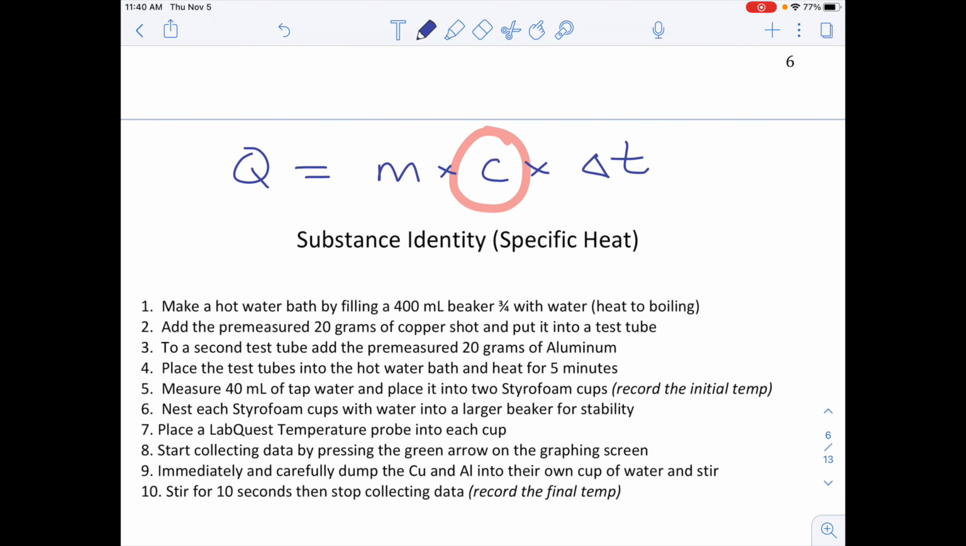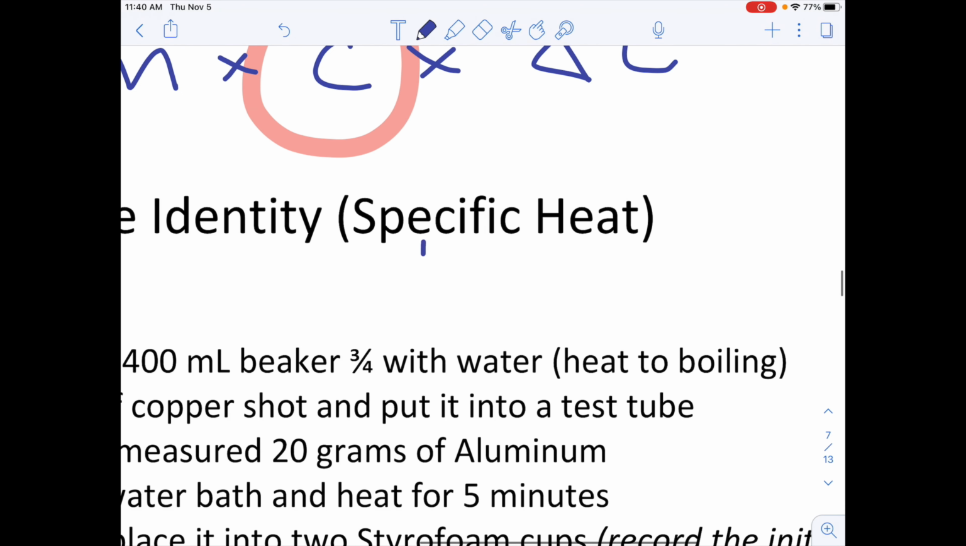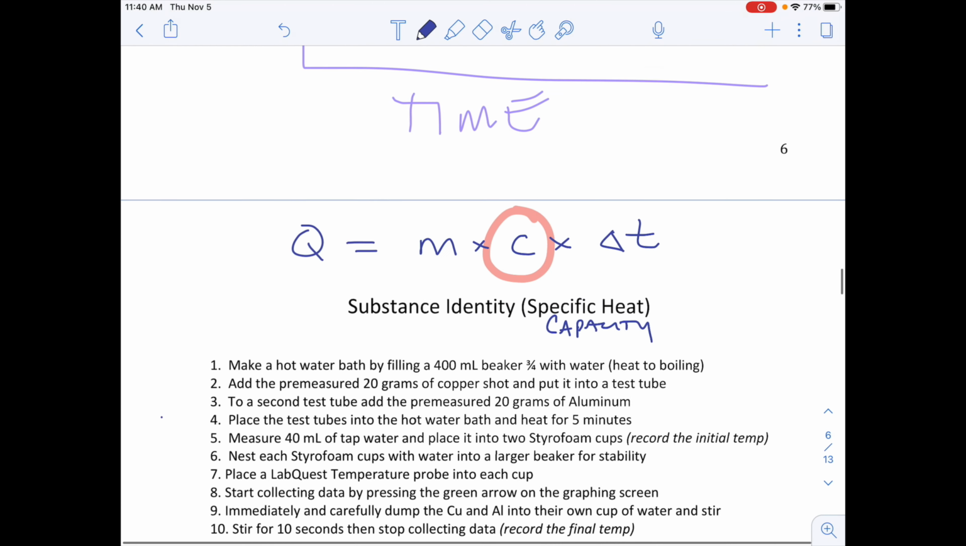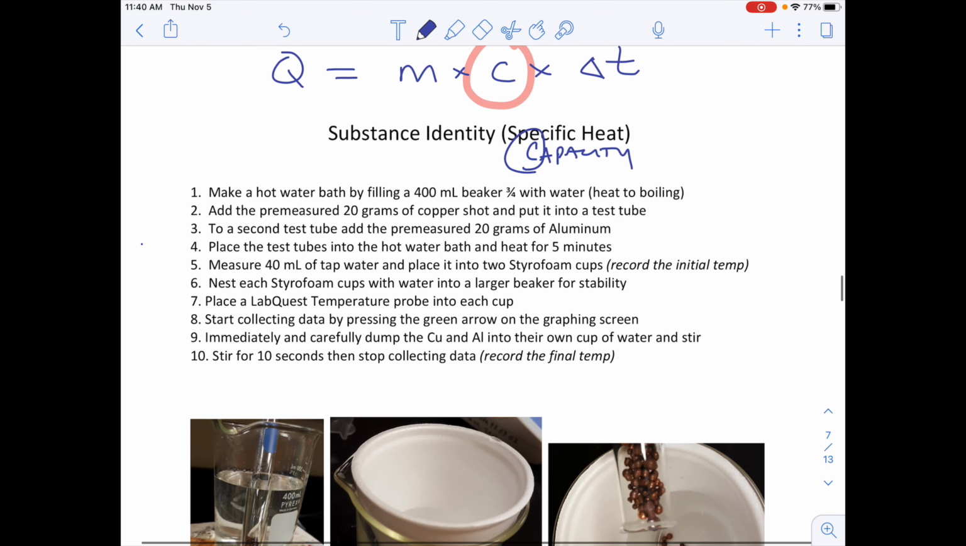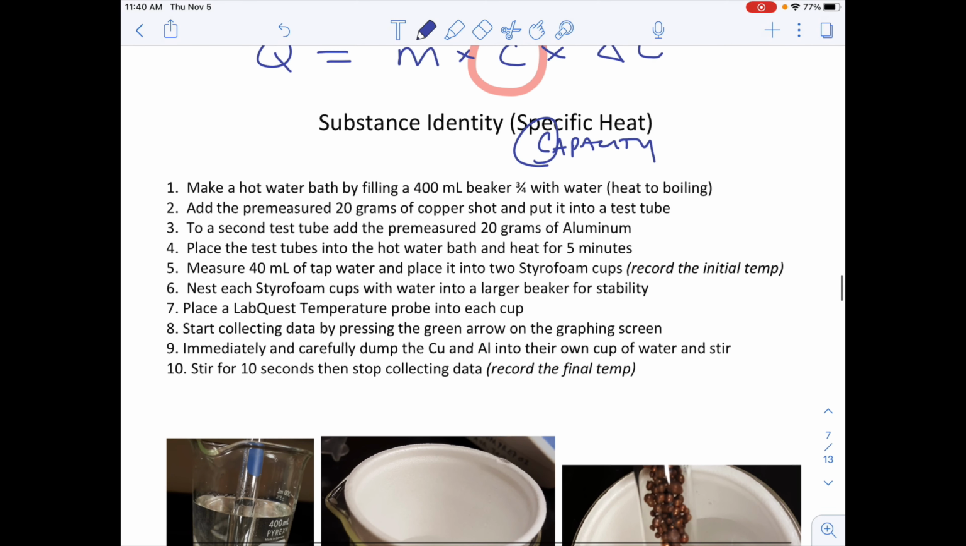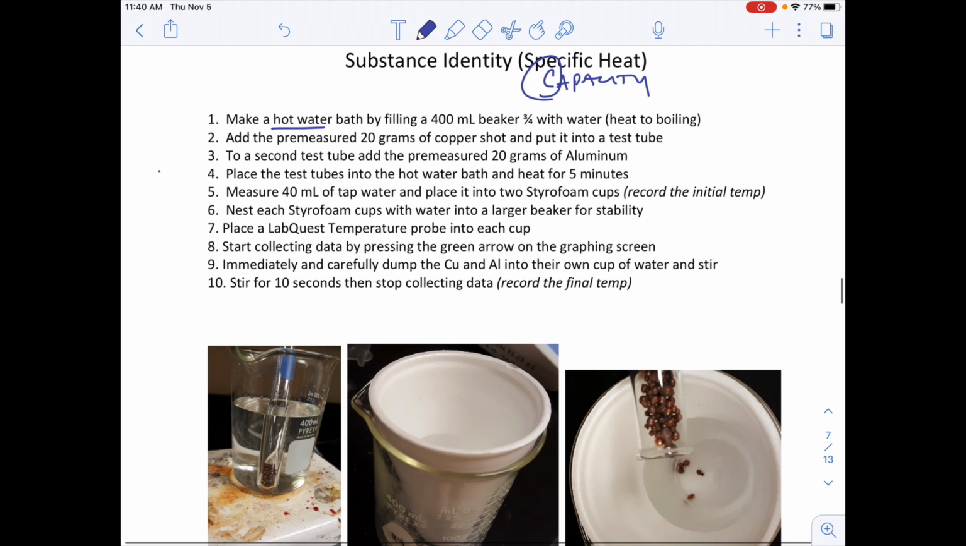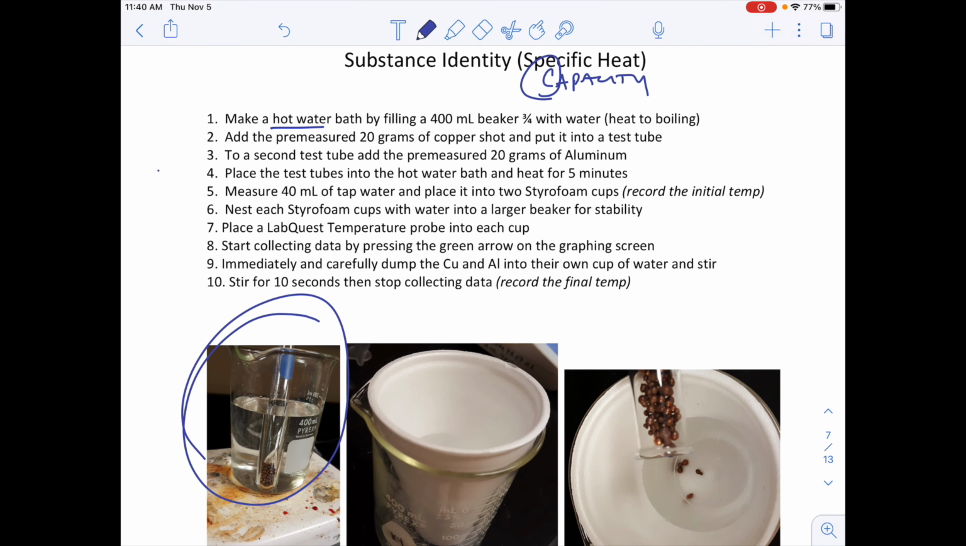Now, to help you along, specific heat is actually specific heat capacity. Okay, and that's where they get the C from. So just looking at the procedure of this lab, pretty straightforward. Hot water bath, we'll show you how to make that. And actually there's a picture of a hot water bath right here.